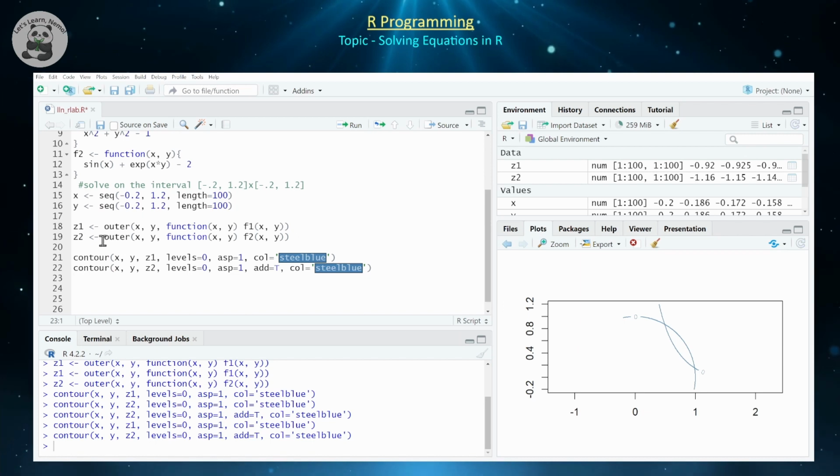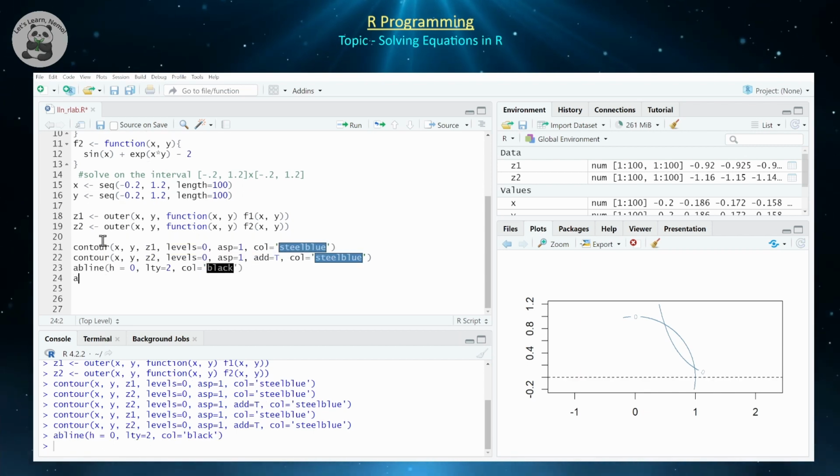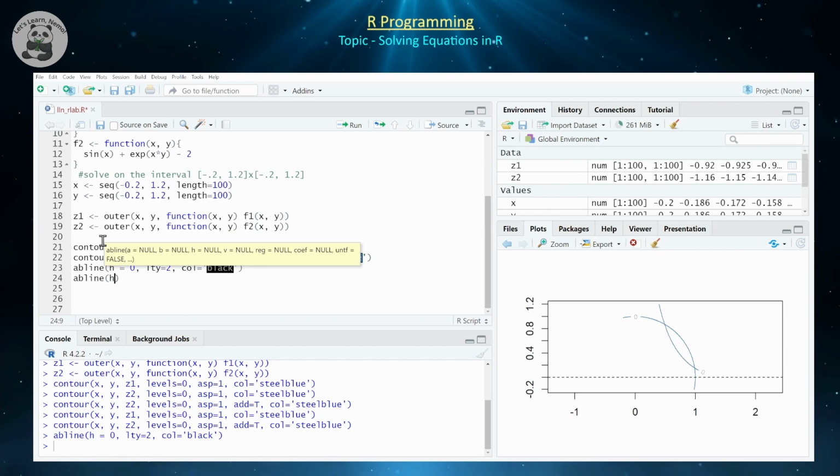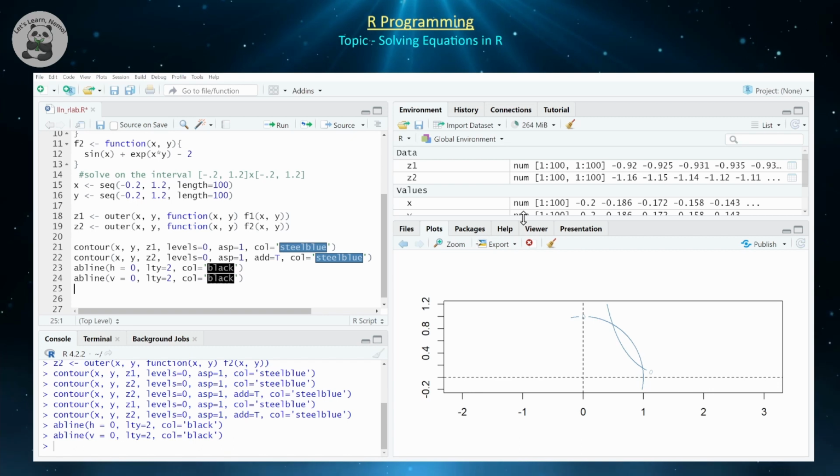which is what we want. Let's draw our horizontal and vertical axes of our 2D plane. So abline, h is equal to 0, lty is equal to 2, color is equal to black. So that's going to give us our horizontal axis, and abline, v is equal to 0 for vertical line, lty is equal to 2, and then color is equal to black. That's going to give us our y-axis, so we can get some point of reference of sort of what we're looking at here. So this is our solution region, right?